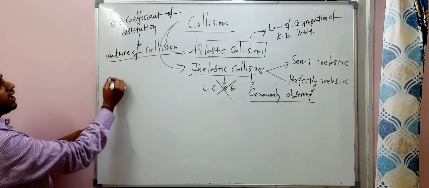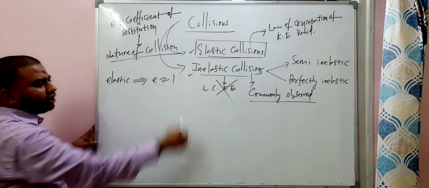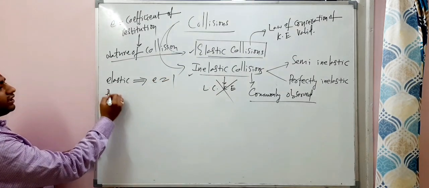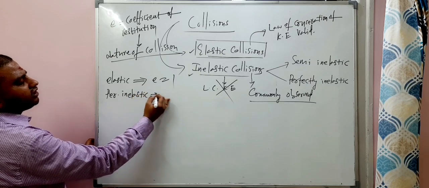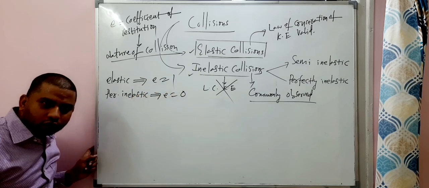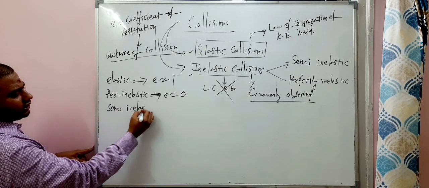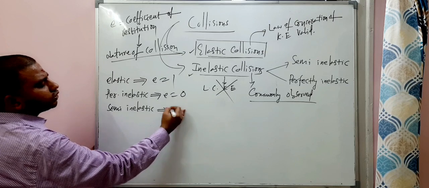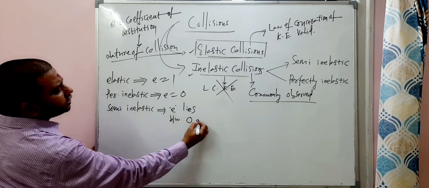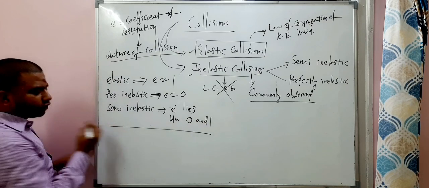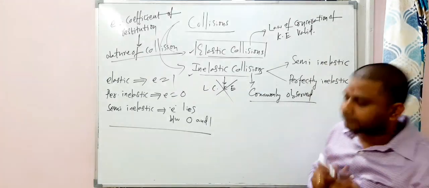If it is an elastic collision, the E value will be 1. If it is a perfectly inelastic collision, the E value will be 0. If it is a semi-inelastic collision, the E value lies between 0 and 1. Every value is very, very important here.